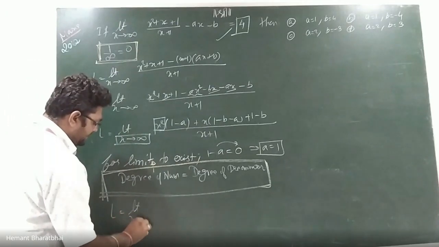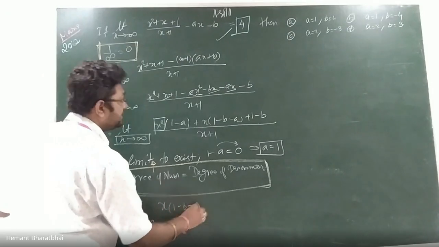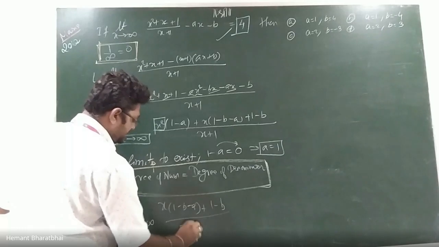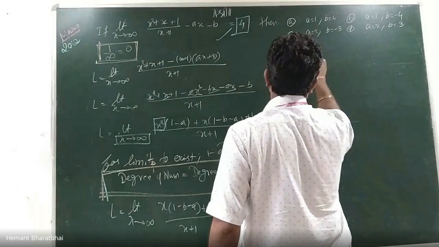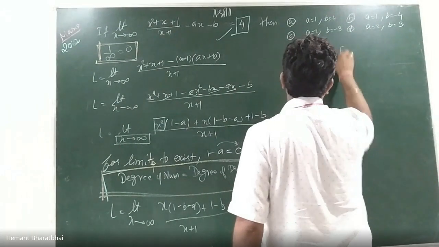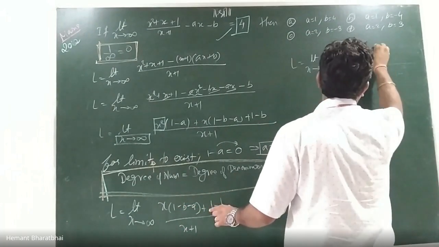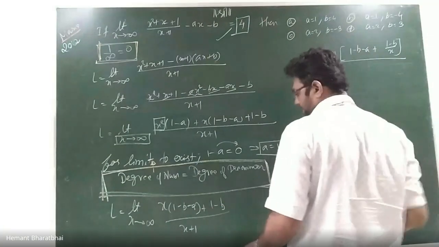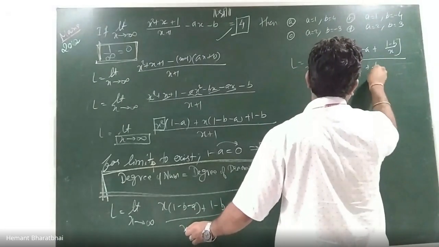So I'll get limit of x tends to infinity of x into 1 minus b minus a plus 1 minus b, the whole upon x plus 1. So now I will take x as common. So I'll get L is equal to limit of x tends to infinity. Taking x as common, what will remain here is 1 minus b minus a, and what will remain here is plus 1 minus b upon x. The whole upon, here also I take x common, so what will remain here is 1, and what will remain here is 1 by x.